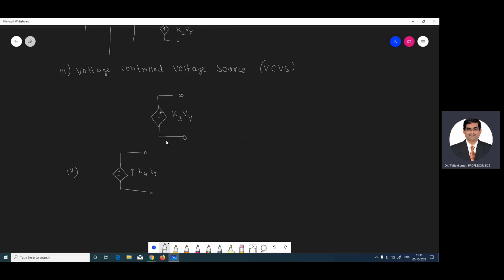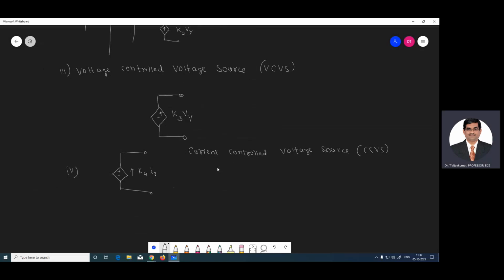Current controlled voltage source. So this is the voltage controlled voltage source. This is a voltage source, and it can be controlled by a voltage that is dependent on some other element in the circuit. Current controlled voltage source. This is a voltage source, and it can be controlled by a current. This current will be dependent on some other element in the circuit. These are the four dependent or controlled sources.